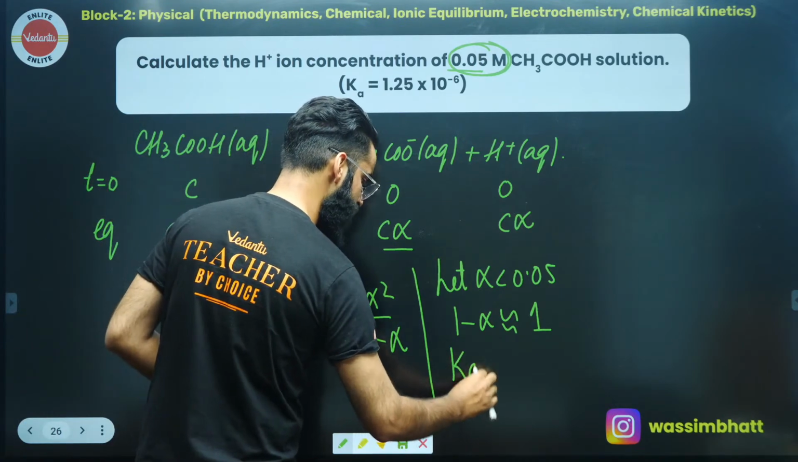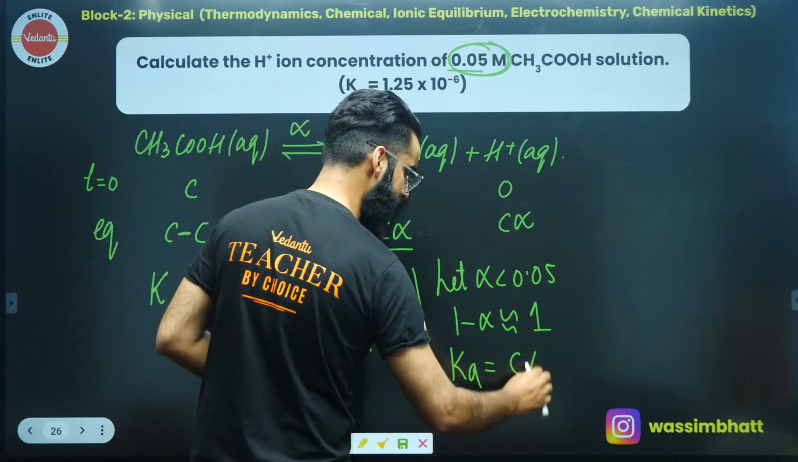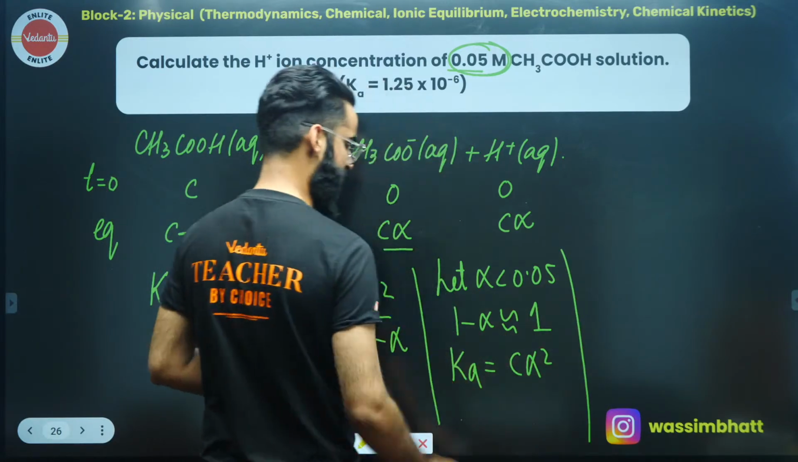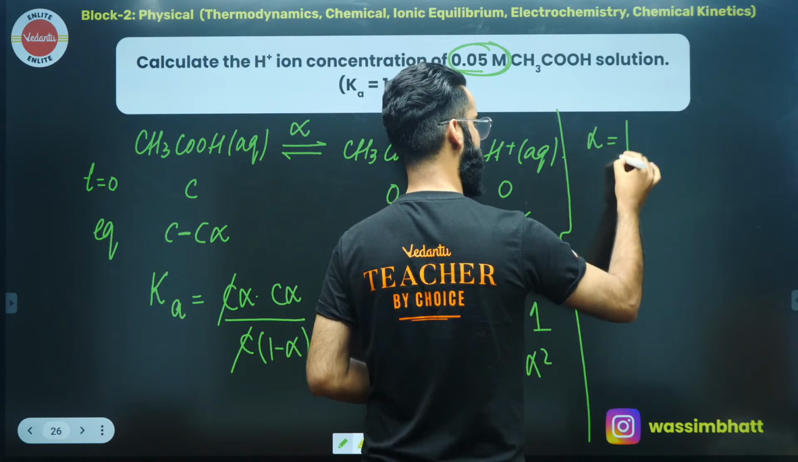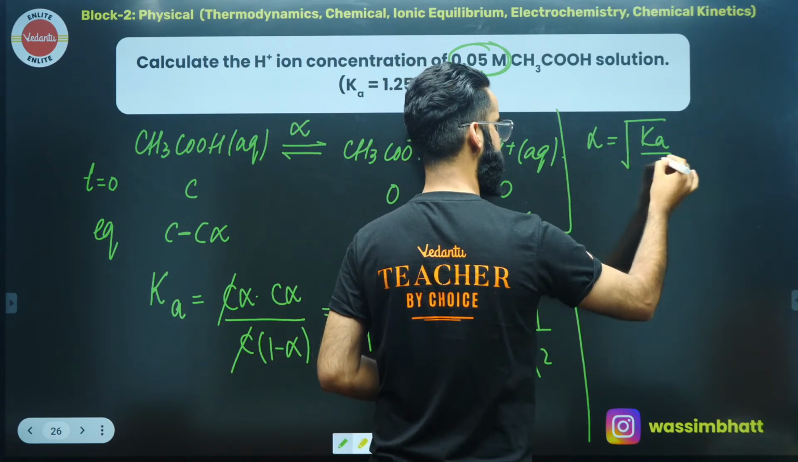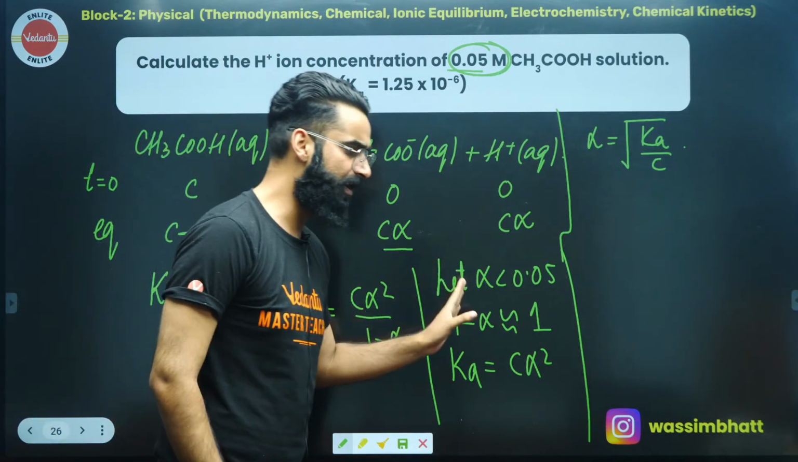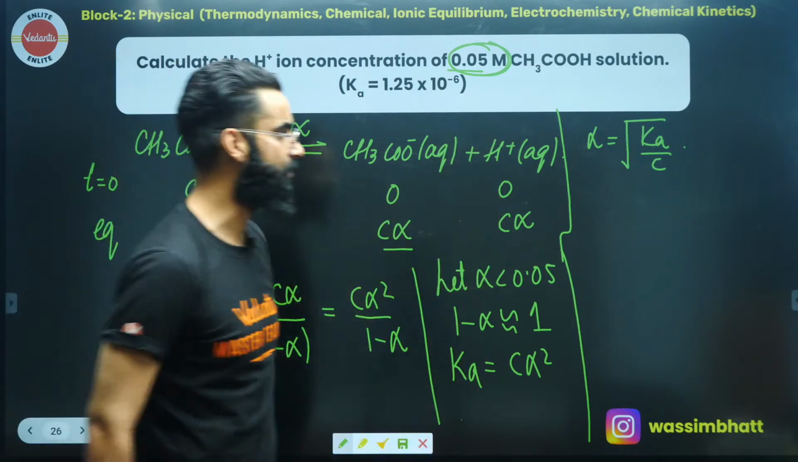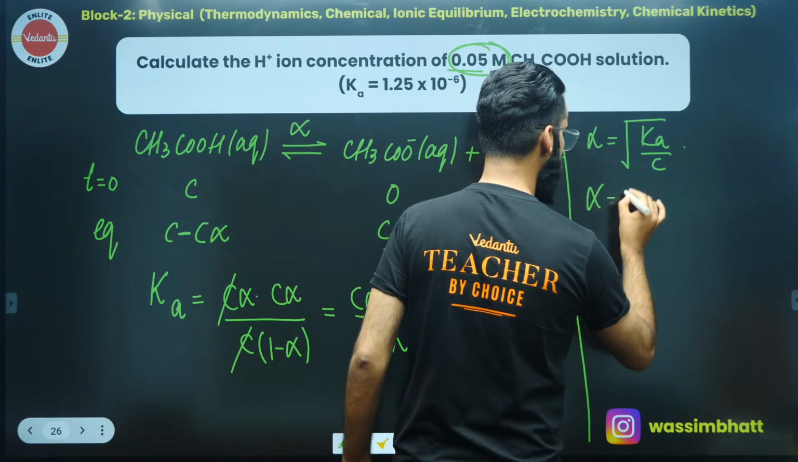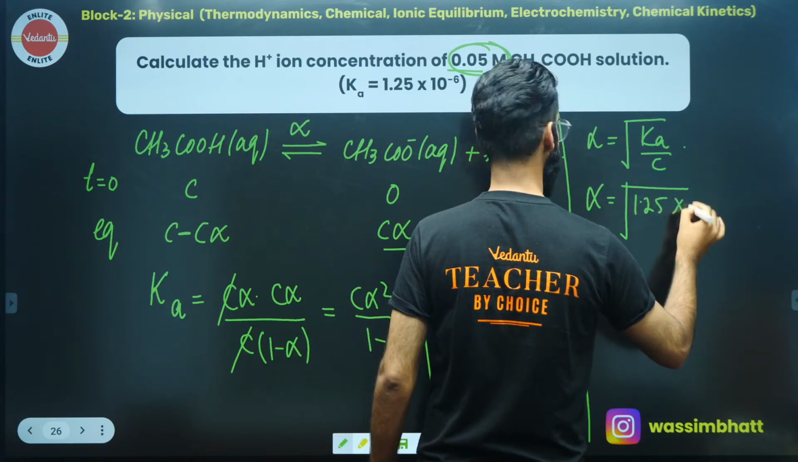So again, if I want you to write the expression for Ka, Ka now becomes C alpha square only. If Ka becomes C alpha square, what you can do over here is get the value of alpha, which comes out to be under root of Ka divided by C. So whenever alpha is neglected in this particular question, you'll be getting the value of alpha as under root of Ka by C. Well, people, if I ask you, do you know the value of Ka? Absolutely, we know it, 1.25 into 10 raised to minus 6.